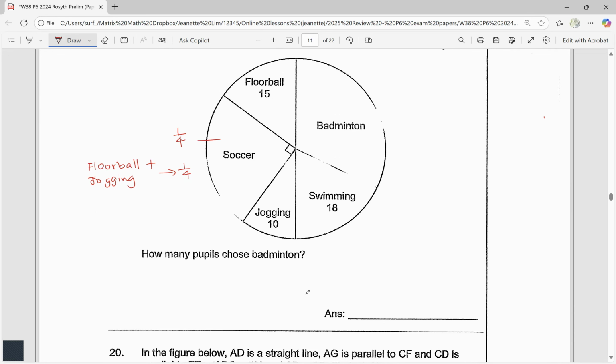Okay, so we add floorball plus jogging, 1/4, is 15 plus 10, 25. Then badminton and swimming would be half, which is 2/4. So 25 times 2 is 50. Then badminton would be 50 minus 18, minus away swimming, which is 32.